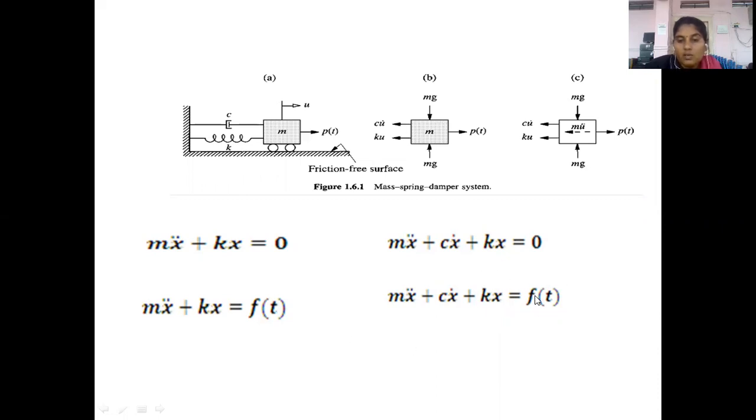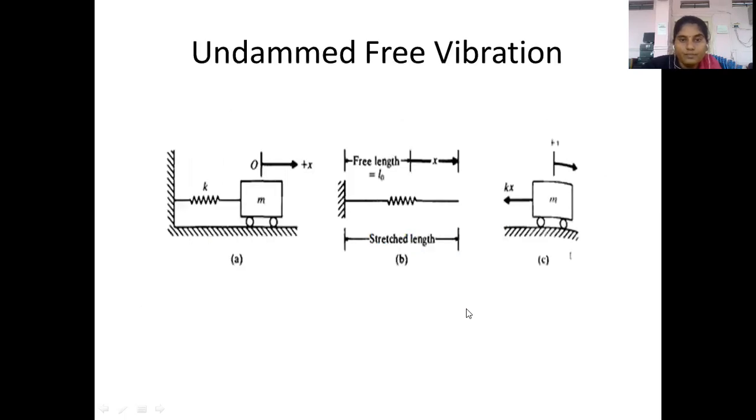That is, Mx double dot plus Cx dot plus Kx equal to F of T. Okay. So we will solve derivation number 1 over here. The name of the first derivation is undamped free vibration.